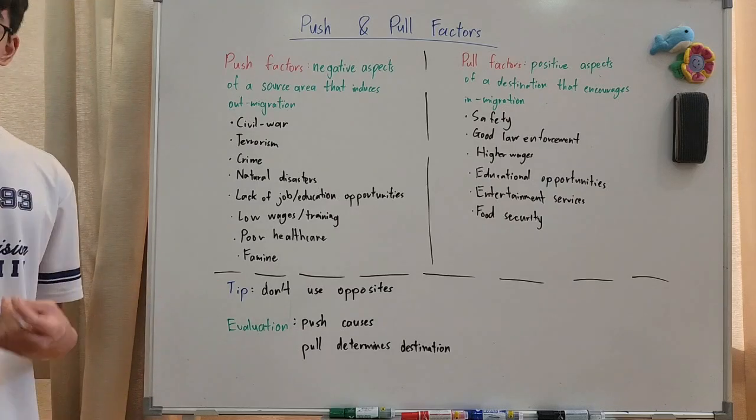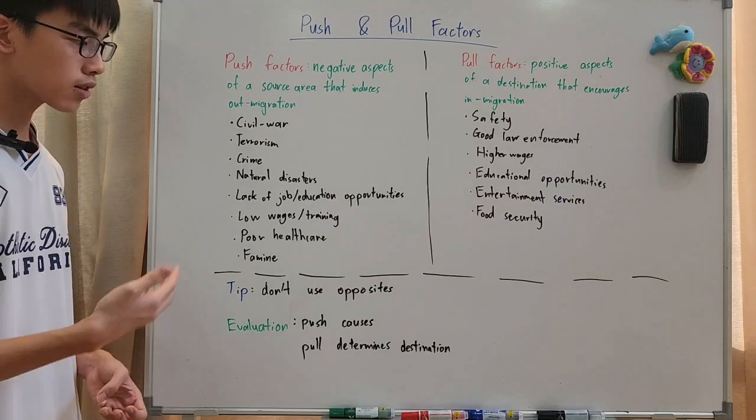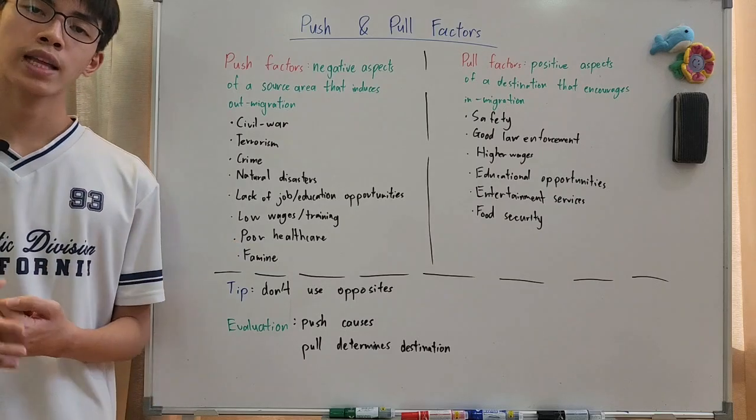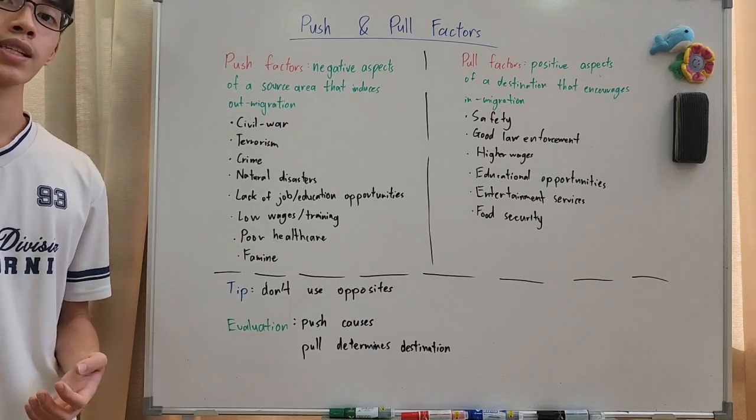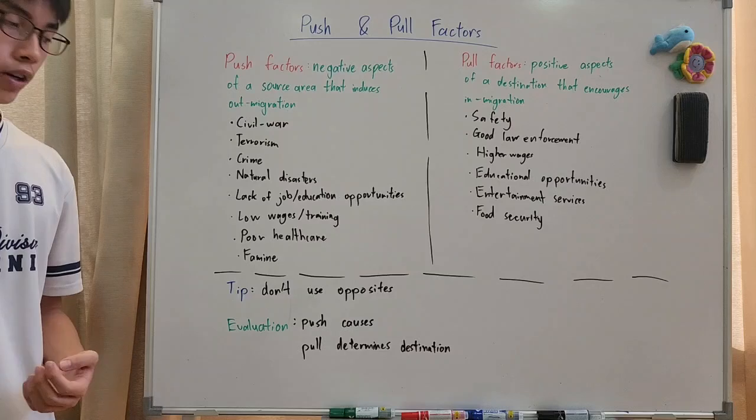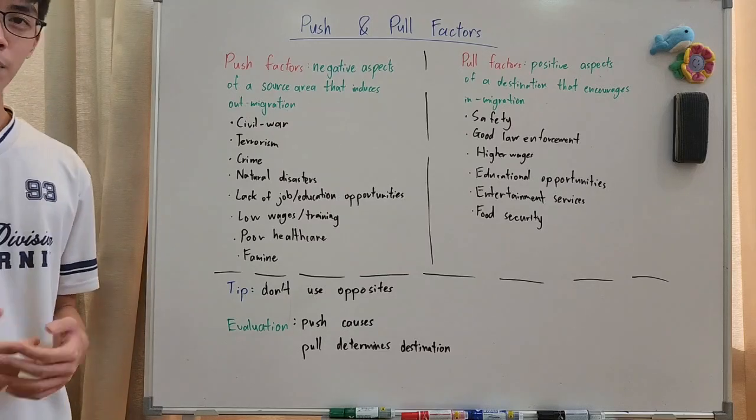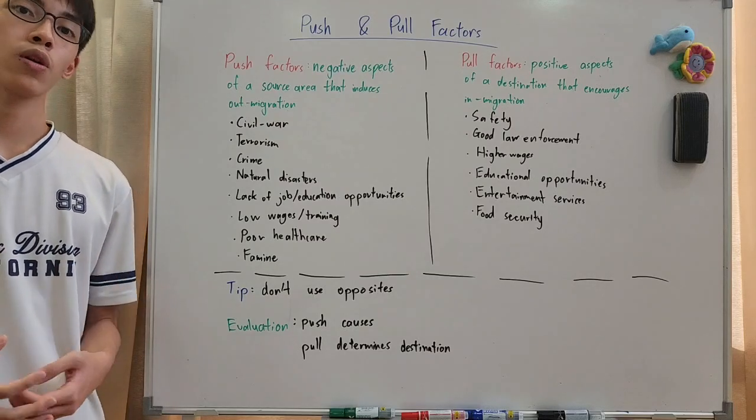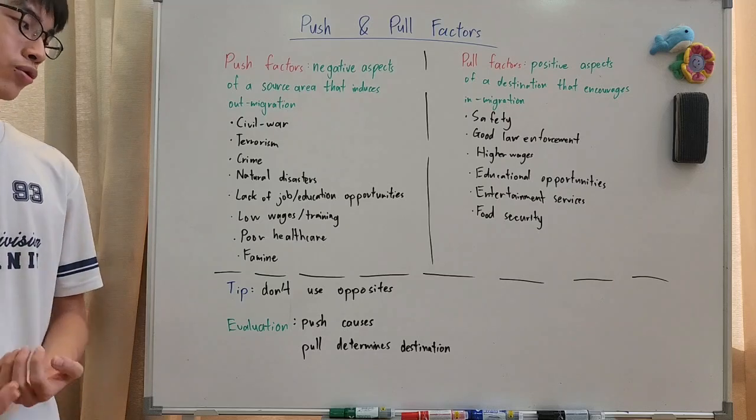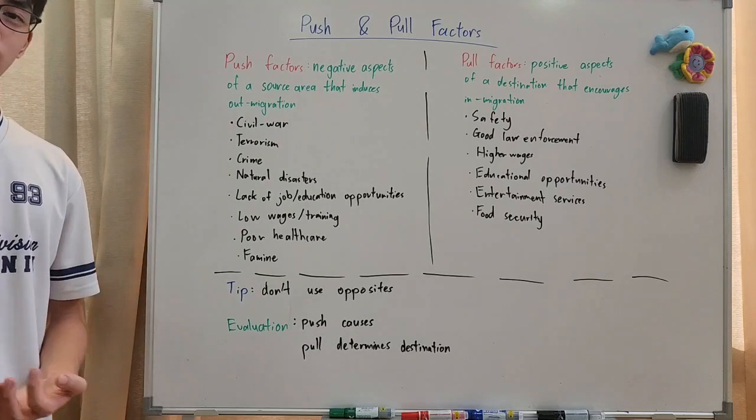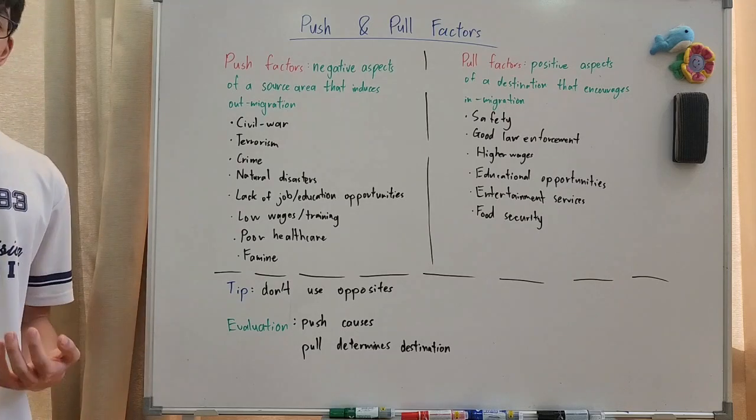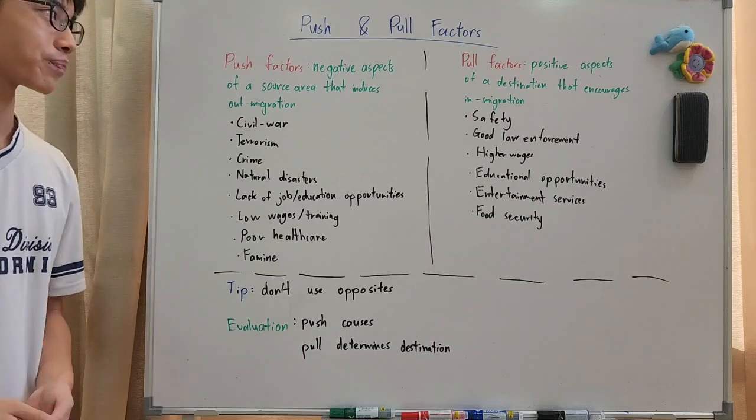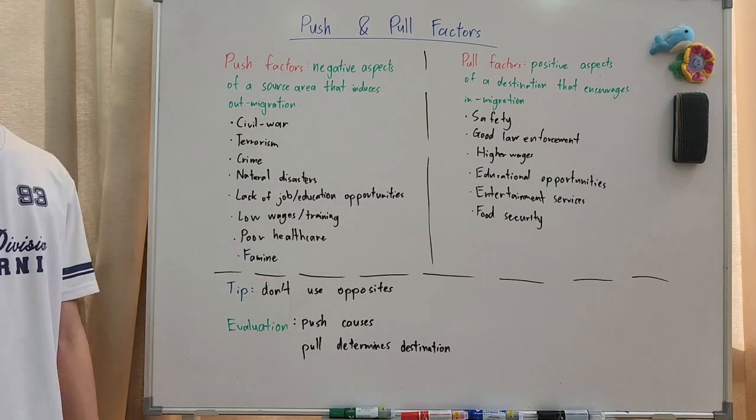There are low wages. You can't afford your standard of living. Maybe the government isn't helping with training. You're very low skilled, so you want to seek greater skills, so you migrate. Poor healthcare: maybe your healthcare system can't support you or isn't able to treat you, so you want to move because you don't want to get diseased. And famine: you don't have food security, you don't want to starve, so you want to move. There can be many more push factors.